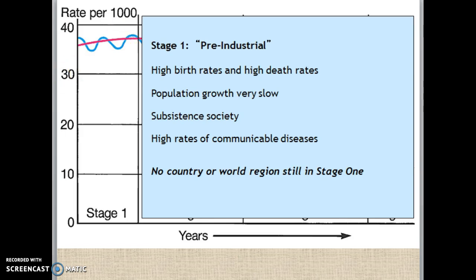Now at the bottom right there, it says no country or world region is still in stage 1. Most geographers believe we don't have a country that's in this particular stage of the DTM model. You can maybe make an argument for people living in the Amazon rainforest, with a subsistence lifestyle, but we definitely say there's no country that's officially in stage 1 of the DTM.